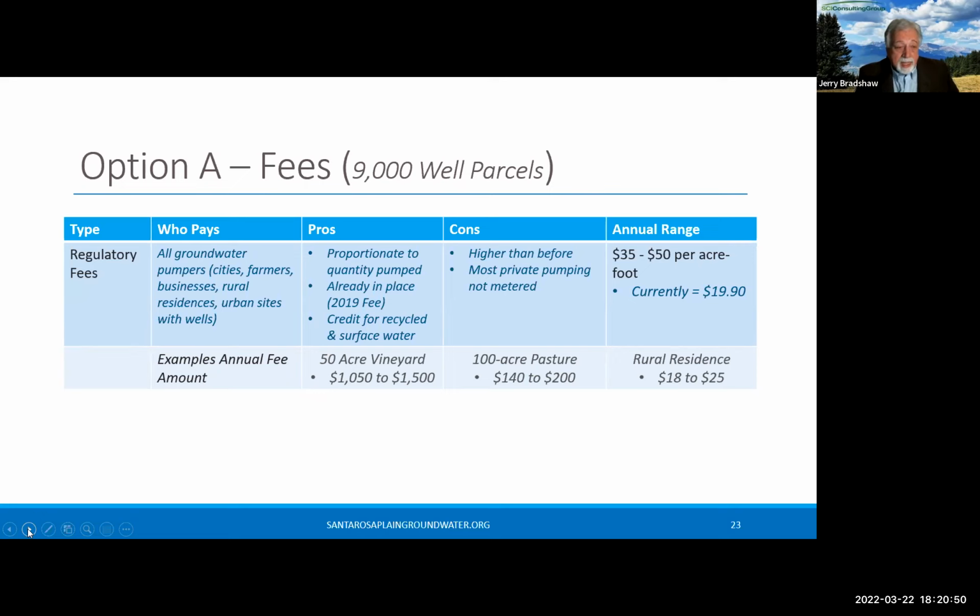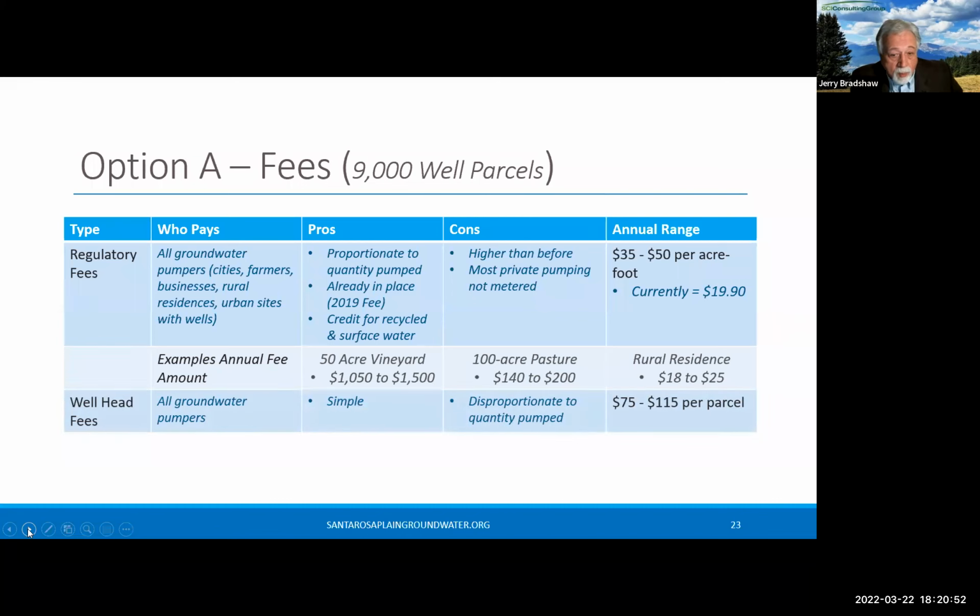The next example down below is another way we could spread the costs. These are what we've called wellhead fees. It's basically a flat fee to every parcel that relies on well water, so it does not take into account how much water you pump. This would be just the cost divided across the 9,000 or so parcels, and that would range from between $75 and $115.